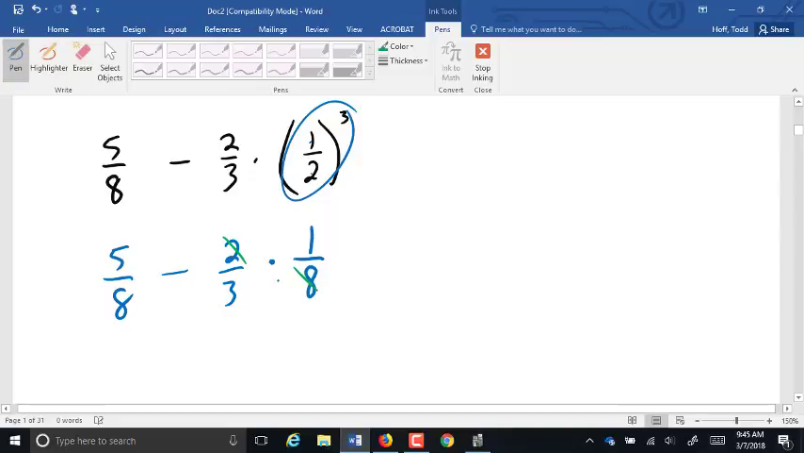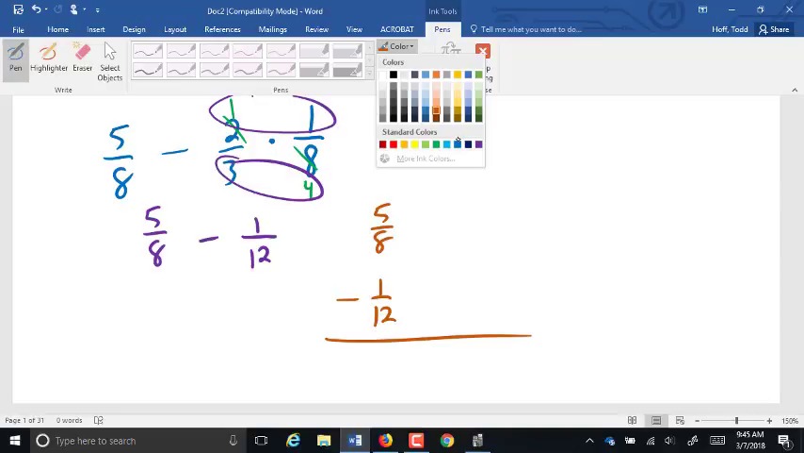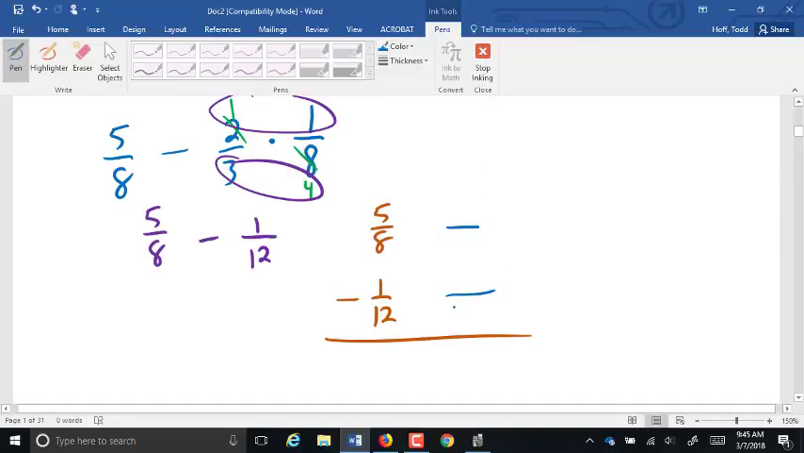We multiply. So I'm going to cross cancel the 2 and 8. Both divide by 2, give me 1 and 4. 1 times 1 is 1. 3 times 4 is 12. So 5/8 minus 1/12. We need to subtract. We have to find a common denominator of 24. This is going to be 15 and 2. Subtract to get 13/24. What do you think so far?